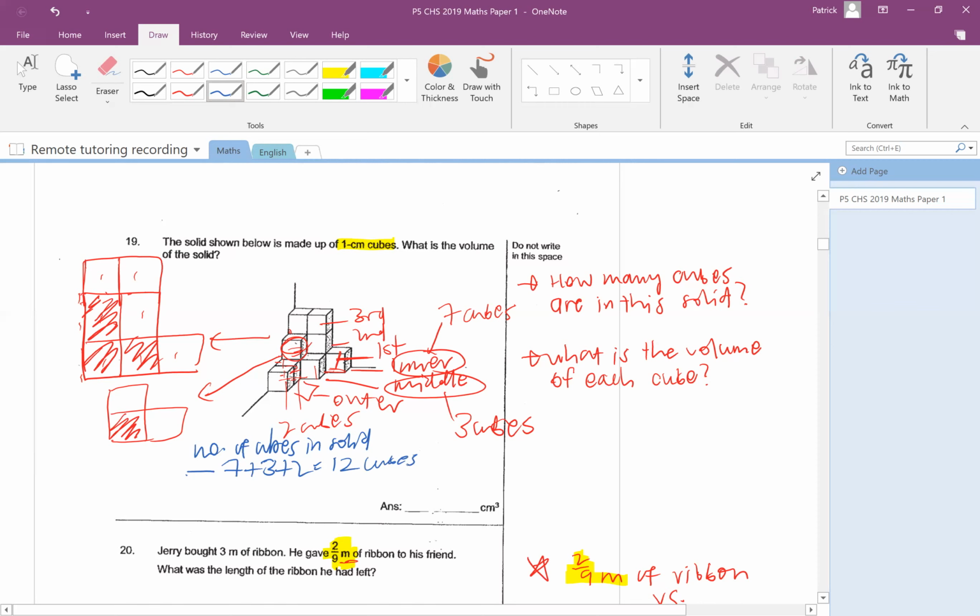Volume of each cube. The question has already told you that the cubes are 1 cm cubes. And if there's anything that you should know about cubes, is that the length, the breadth, and the height are all equal. Because all faces of the cube are made of the same square. And square, all 4 sides are equal. So same concept for this. Length, breadth, and height will all be equal, 1 cm.